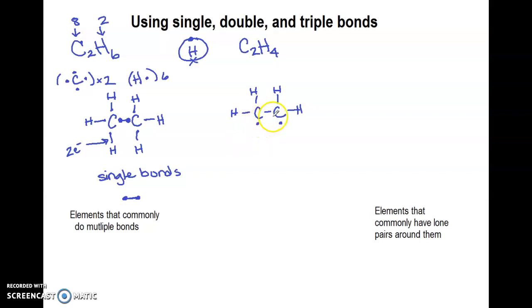So what if the carbons got a little bit closer together and moved this electron from each of them down here, so that they were sharing not 1, 2 electrons, but 1, 2, 3, 4? So let's draw what that Lewis structure would look like.